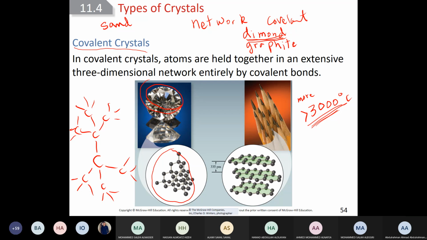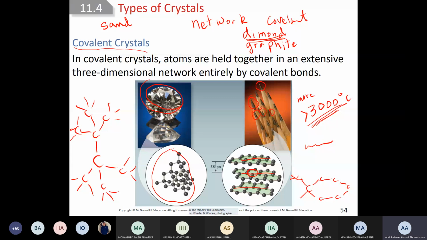Clear? The second thing is the graphite. This is graphite. It's also carbon, but the carbon atoms are put in layers. Each carbon is bonded to other carbons, but in layers. You can see first layer, second layer, third layer. So when we write, we are separating the layers. The melting point of this compound is very high.